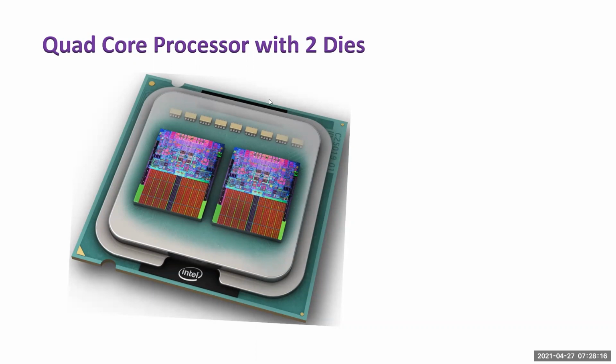This entire place is called the die. On top of the die, they have 4 cores: core 1, core 2, core 3, core 4. This is an Intel i7 processor. These are four physical cores, and these 4 can work like 8 logical processors.